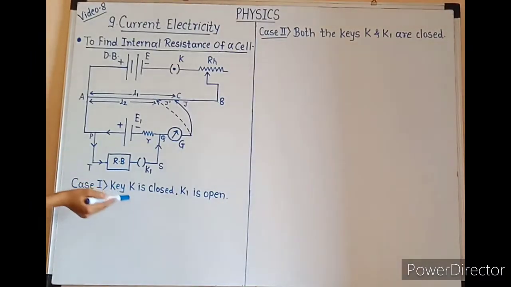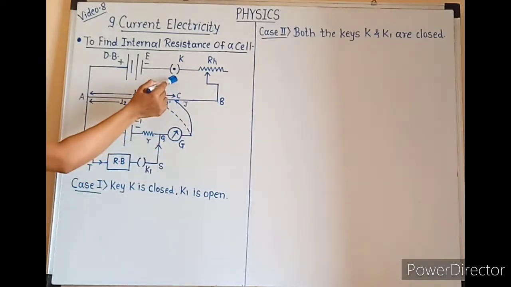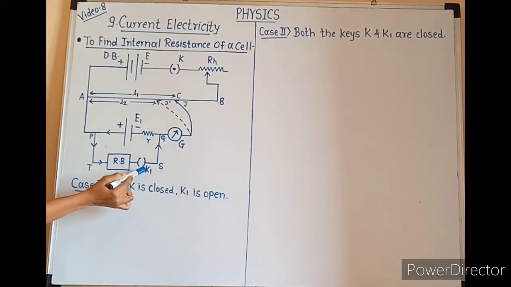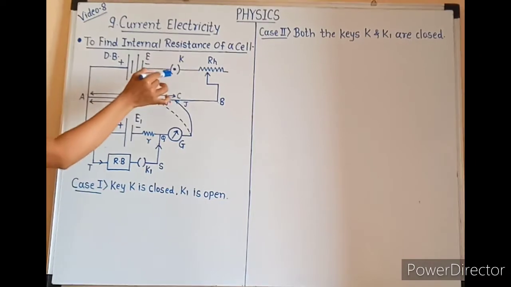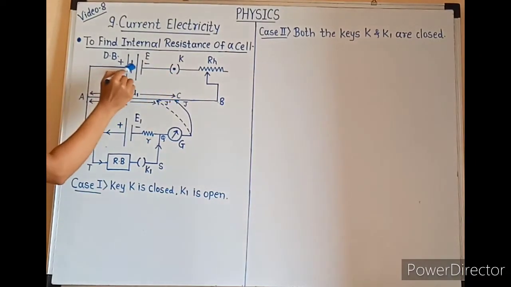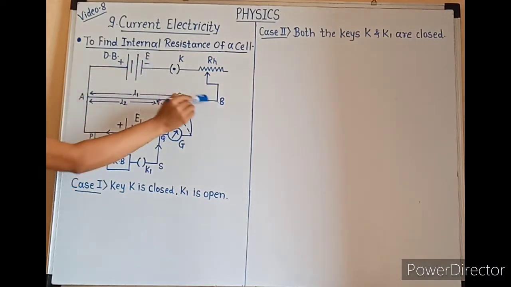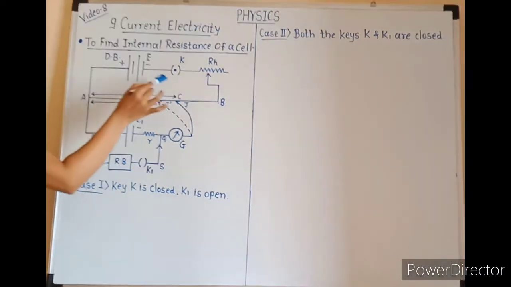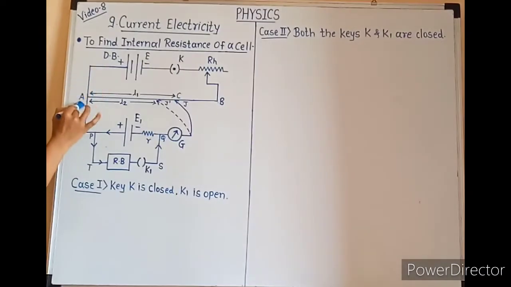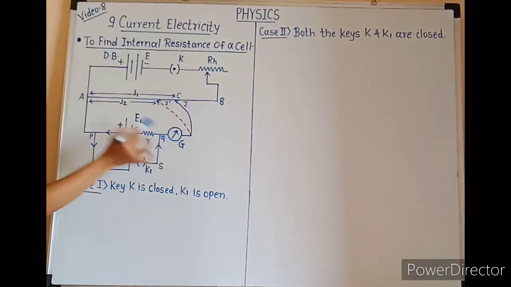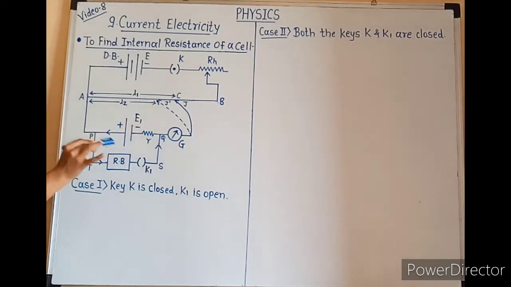The first case is when key K is closed and key K1 is open. When key K is closed, current flows through the driving battery, the potentiometer wire, the galvanometer, and the cell of EMF E1.